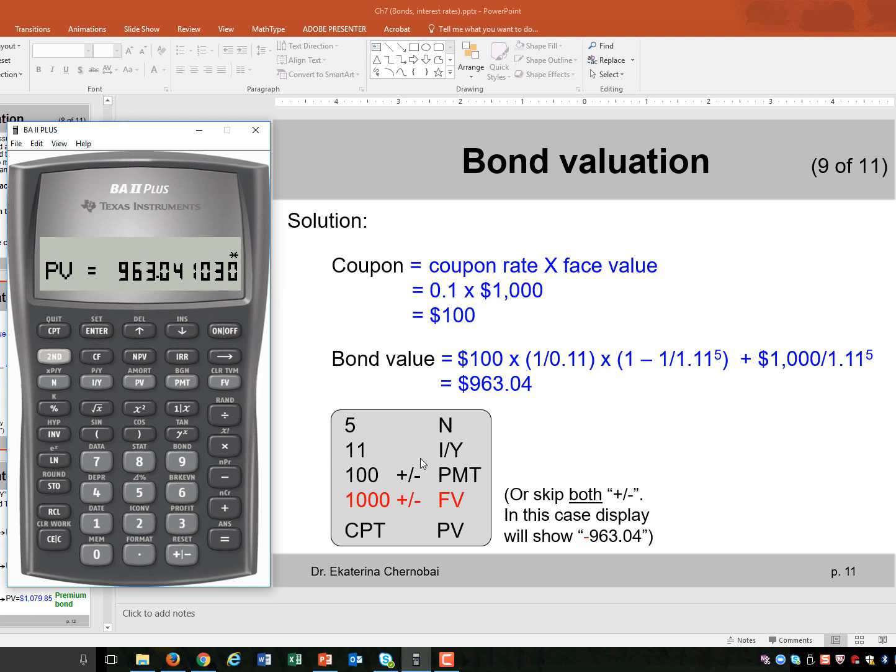What if you didn't? What if you left them as positive? The only thing that would be different is that when you get your bond value, the answer on the display, it would be displayed with a negative sign. Otherwise, it would still be the same dollar amount, $963.04.